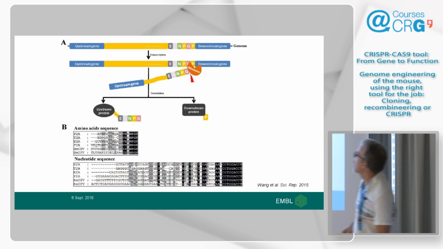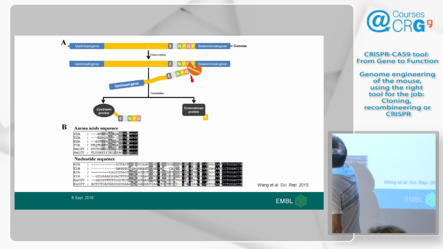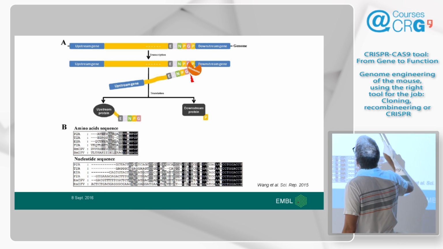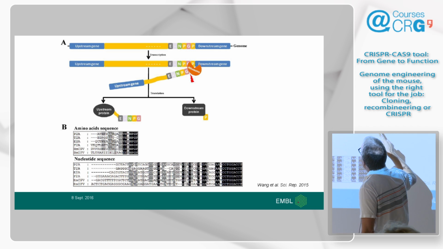And here's a cartoon from a paper. So you have your upstream gene. This is actually a tiny sequence. It's only like 22 amino acids. Here's the end of it.